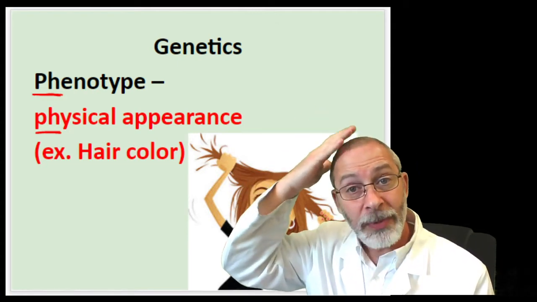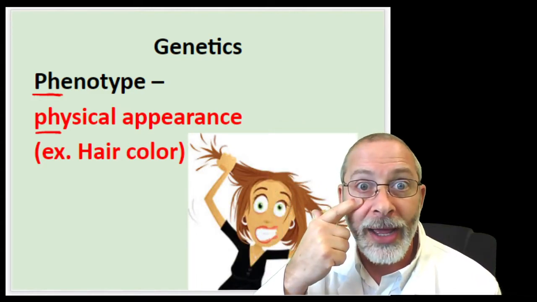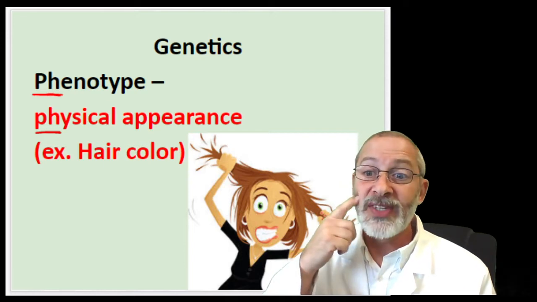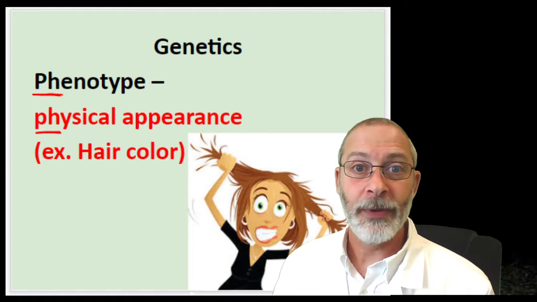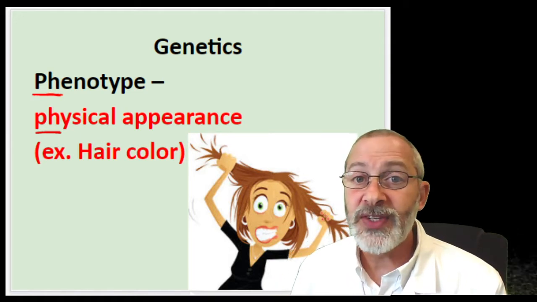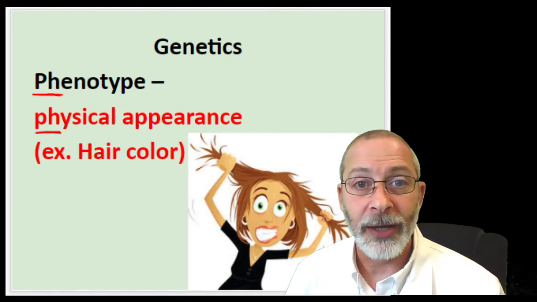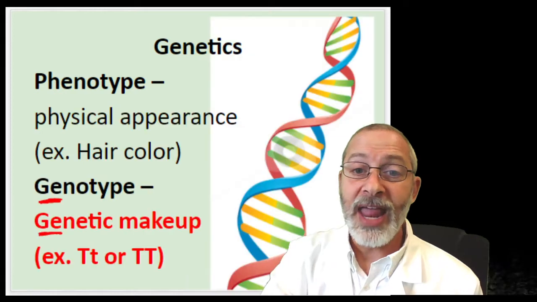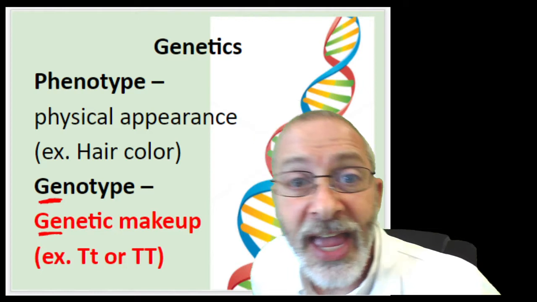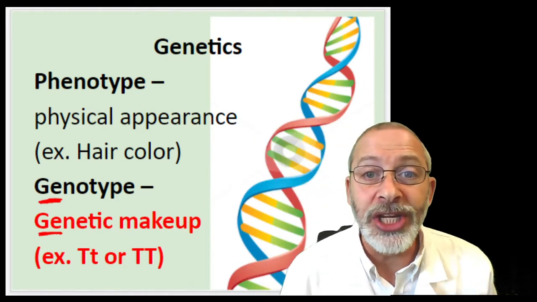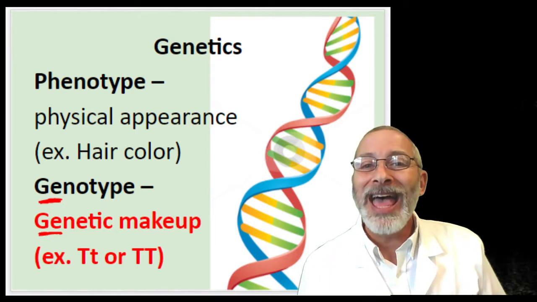My phenotype is brown hair. My phenotype is whatever color my eyes are. My phenotype of my skin is my skin color. My height is my phenotype. The things that are the physical appearance, the things that can be seen on the outside, phenotype. That's contrasted with our next word, genotype. Again, starts with a GE, genotype, and our genotype is our genetic makeup.